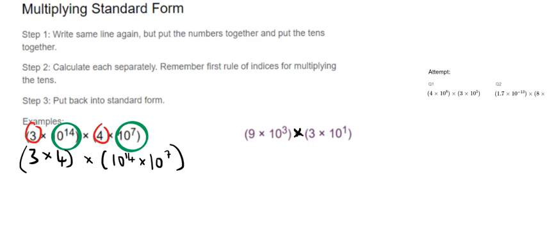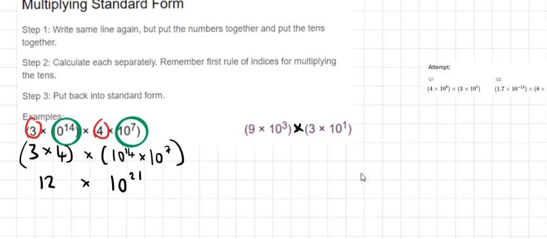First part, 3 multiplied by 4, that's just 12. For the second part, 10 to the power of 14 times 10 to the power of 7, you need to remember a rule of indices: if you've got the same base, in this case 10, with different powers and they're being multiplied, you add the two powers together. That's one of the first laws of indices. So 10 to the power of 14 times 10 to the power of 7 is 10 to the power of 14 plus 7, which is 21.